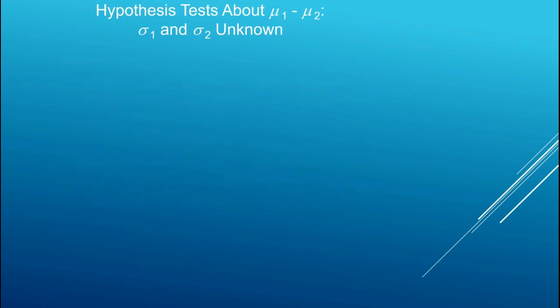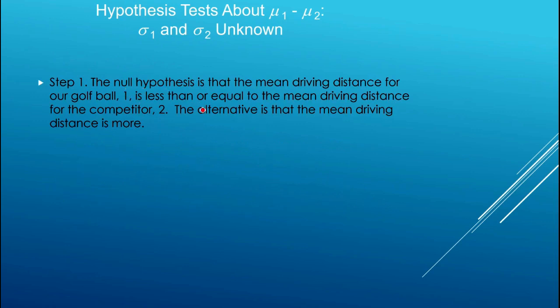So we want to put the burden of proof against ourselves, and step one is always to state the null hypothesis. So we're going to state the null hypothesis as the straw man, and basically what I mean is that we're going to assume to begin with that our golf ball is no better than the competitor's golf ball. So the null hypothesis is going to be that golf ball 1, so the first population, is going to be our golf ball, and the second population will be the competitor's. And our null hypothesis is going to be that our golf ball is no better than the competitor's, that our driving distance is less than or equal to our competitor's driving distance.